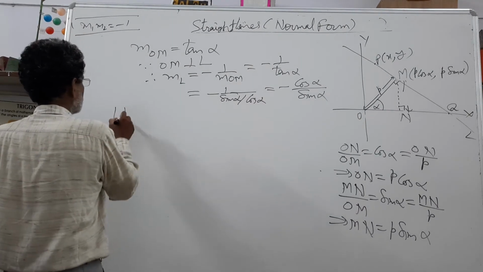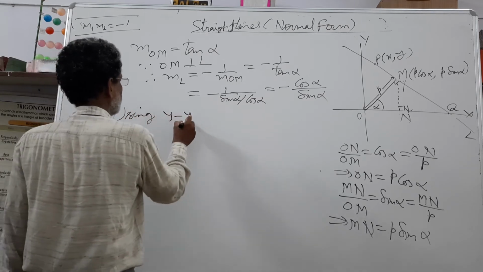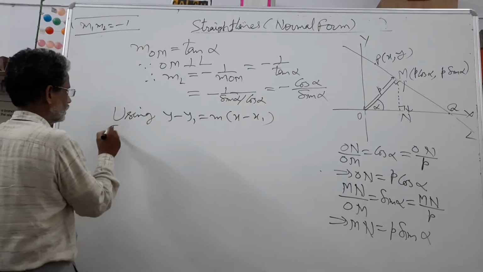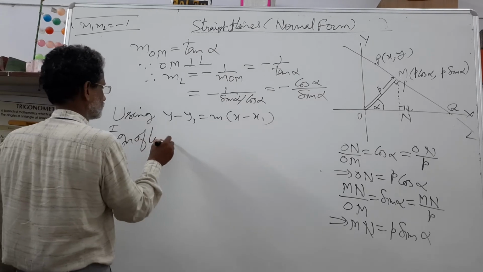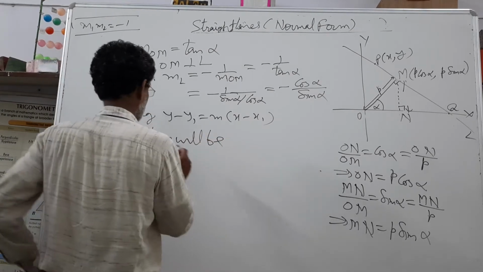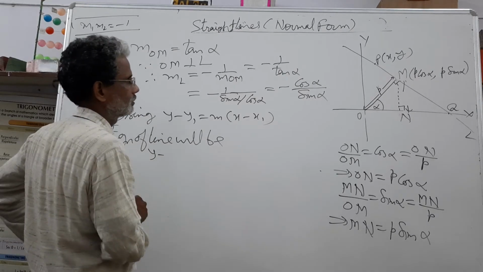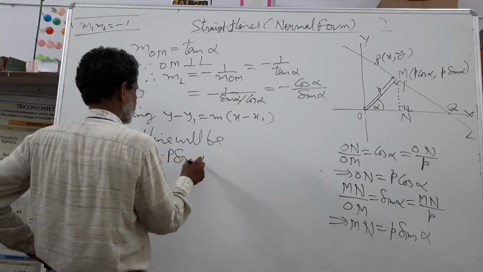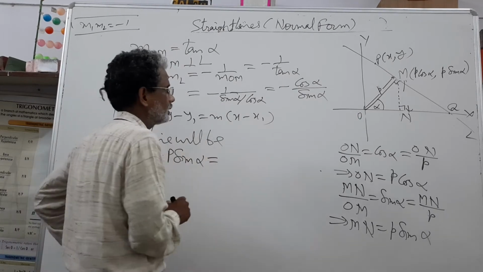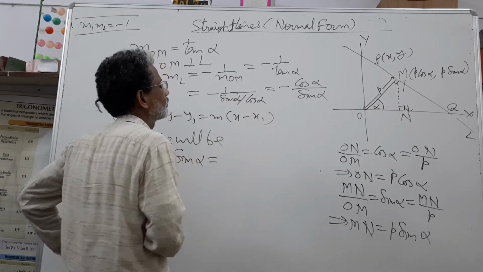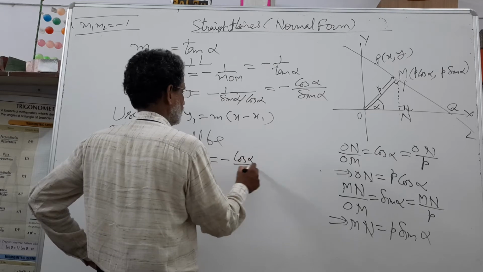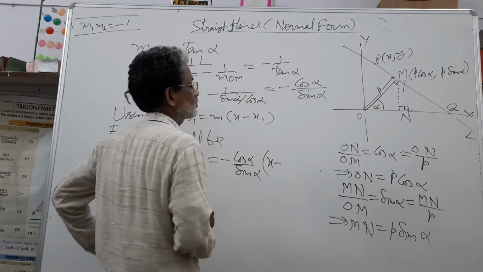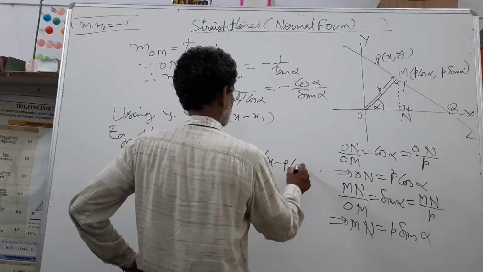Then, using y minus y1 is equal to m(x minus x1), the equation of the line will be y minus y1. What is y1? p sin alpha. So y minus p sin alpha is equal to m. What is m? Minus cos alpha by sin alpha, into x minus x1, that is p cos alpha.